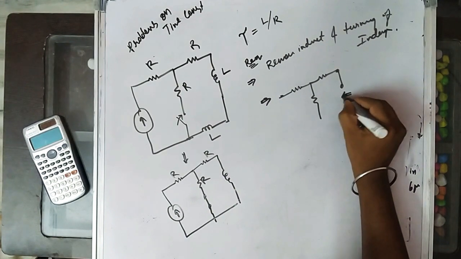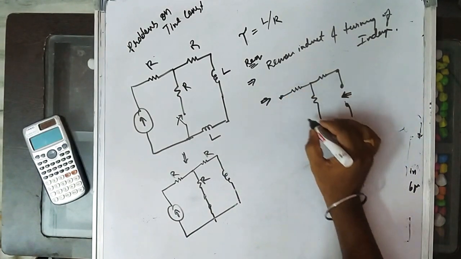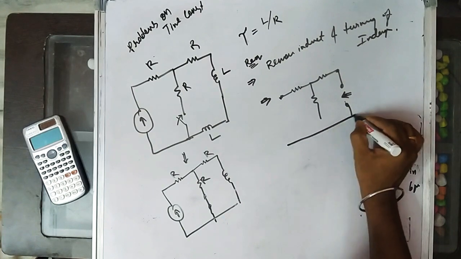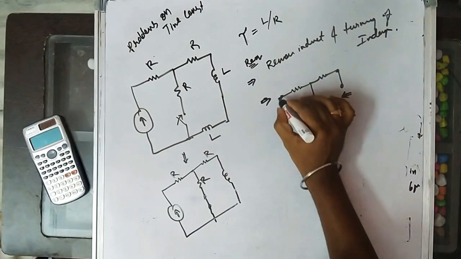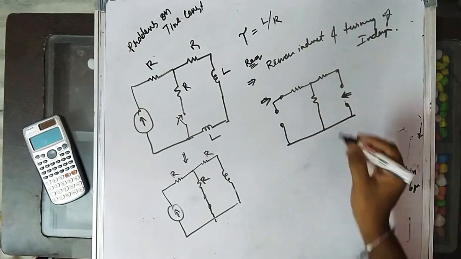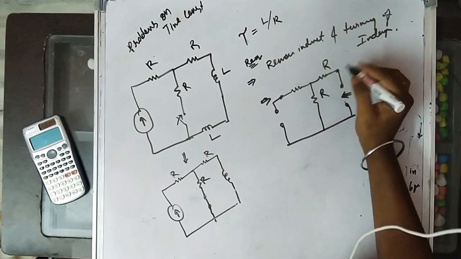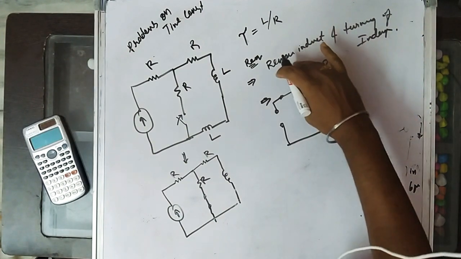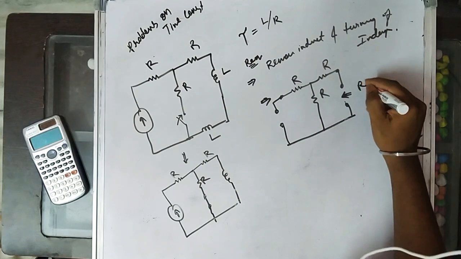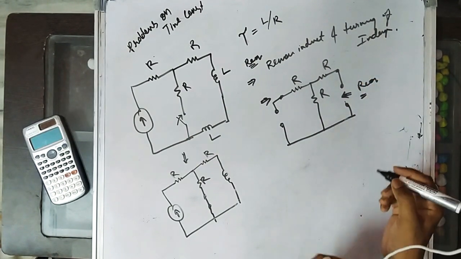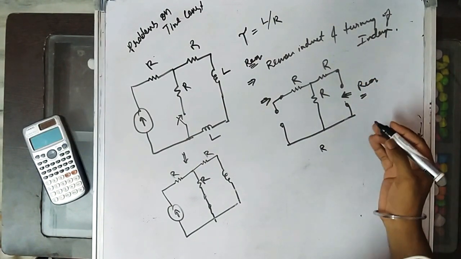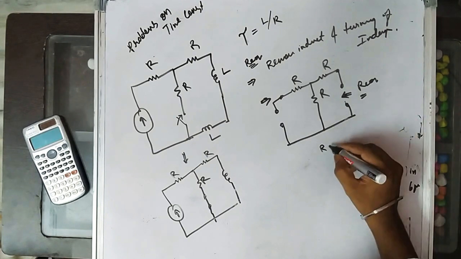Through the inductor you have to find it. Turning off the current source means you need to open it. Turning off the voltage source means you need to close it. This is R. If you look carefully, this R is not in the circuit for finding R equivalent. We did many Thevenin-Norton theorems, and that practice will be useful here to find it easily.